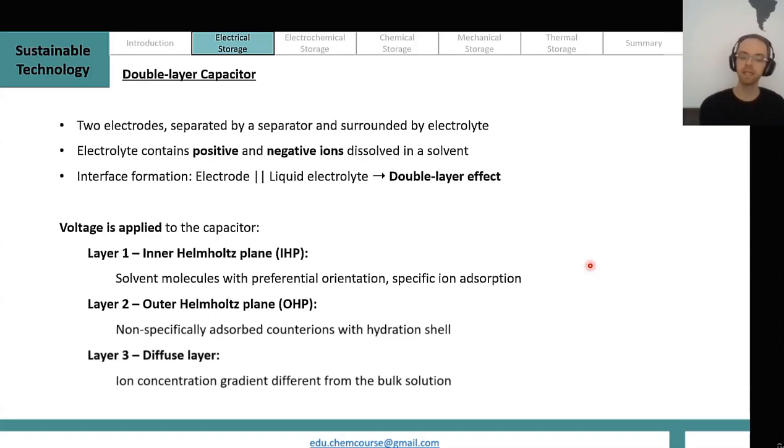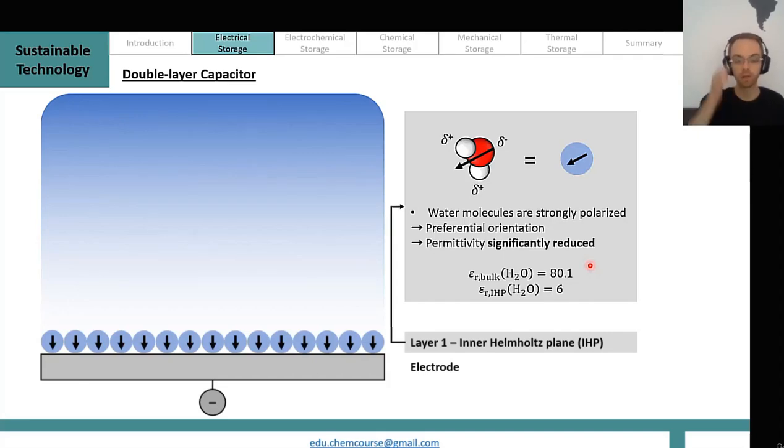The second layer is the so-called outer Helmholtz plane, or OHP. Here you have non-specifically adsorbed counterions together with a hydration shell. A hydration shell is simply a shell of molecules surrounding an ion. And we have layer 3, which is a so-called diffuse layer. In the diffuse layer, the ion concentration is represented by a gradient which is different from the bulk solution. Okay, this was now very theoretical. Now let's have a look how it actually looks in practice.